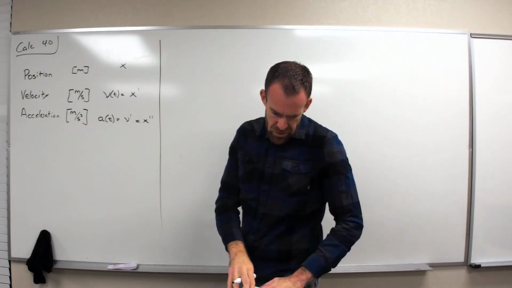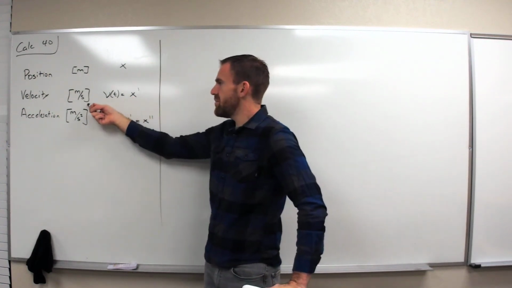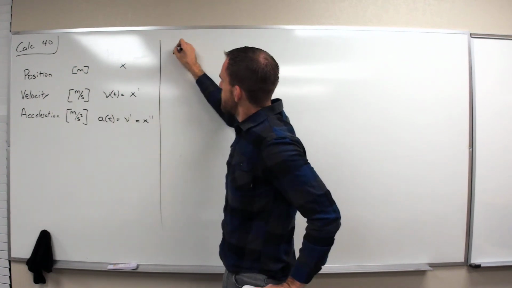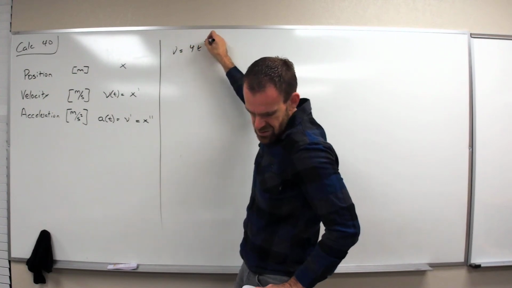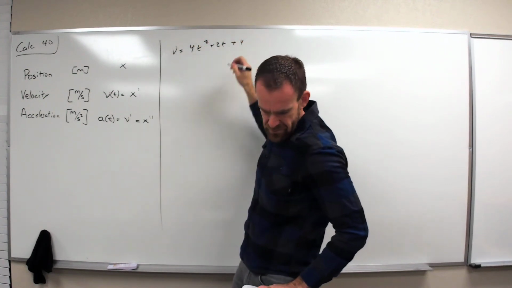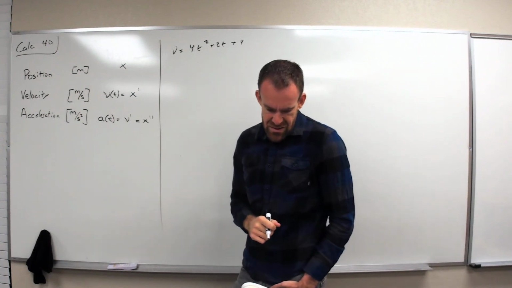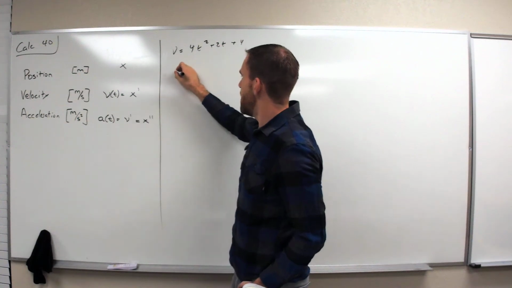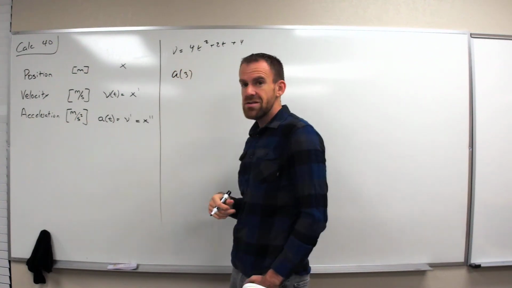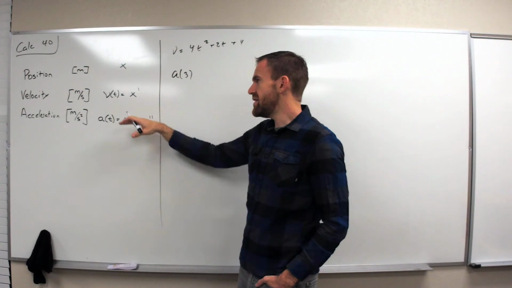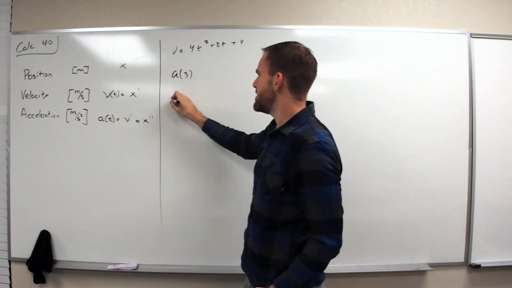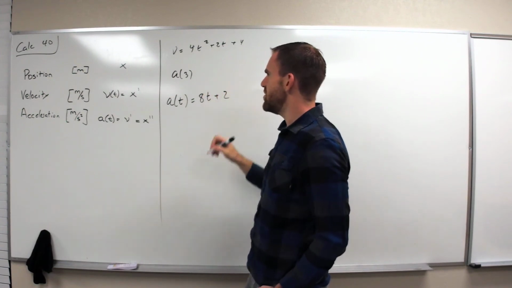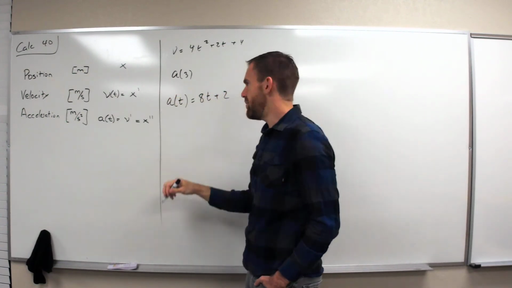The velocity of a particle in meters per second is given by the equation v equals 4t squared plus 2t plus 4, where t is time in seconds. What's the acceleration of the particle when t equals 3? So they want to know a at 3. In order to do that, I need to take the derivative of velocity because acceleration is the derivative of velocity. So acceleration at time t is the derivative of this, which is 8t plus 2. Then I'm going to plug in my time, 3.